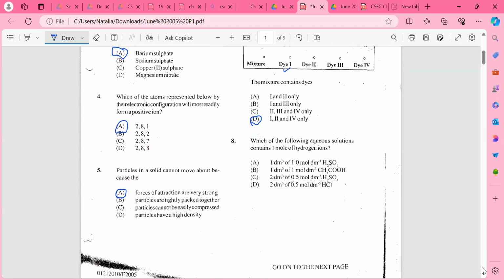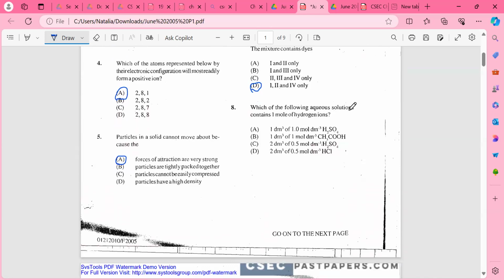Which of the following aqueous solutions contains 1 mole of hydrogen ions? So 1 mole per dm cube of H2SO4 has 2 moles of hydrogen ions. So this doesn't have 1.